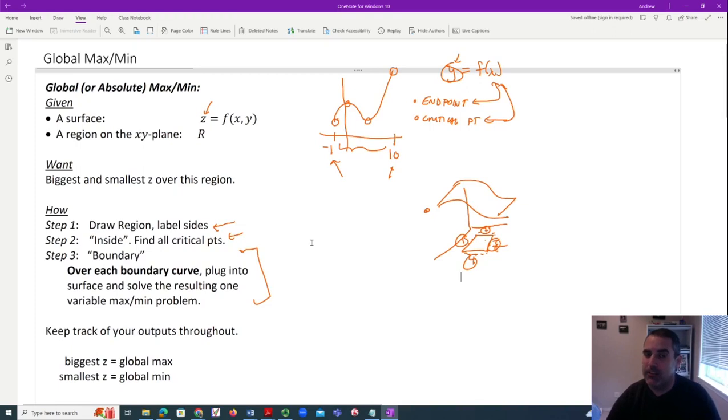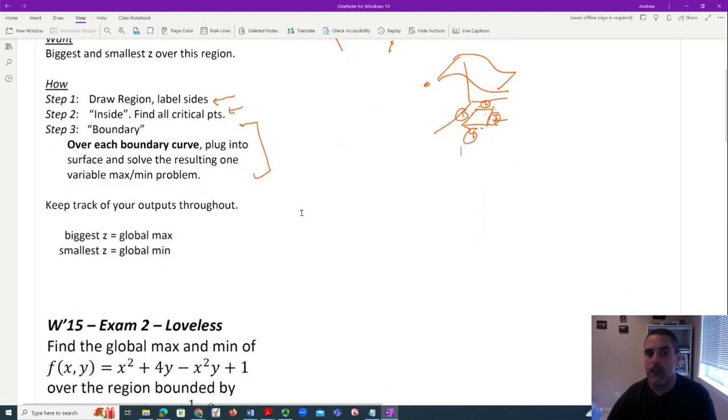And then in the end, the key thing about a global max and min question, or absolute max and min, is that you plug into your original function, not to the second derivative, not to anything else, because the global max and min question is asking what is the biggest output from the function. And so you have to plug in.